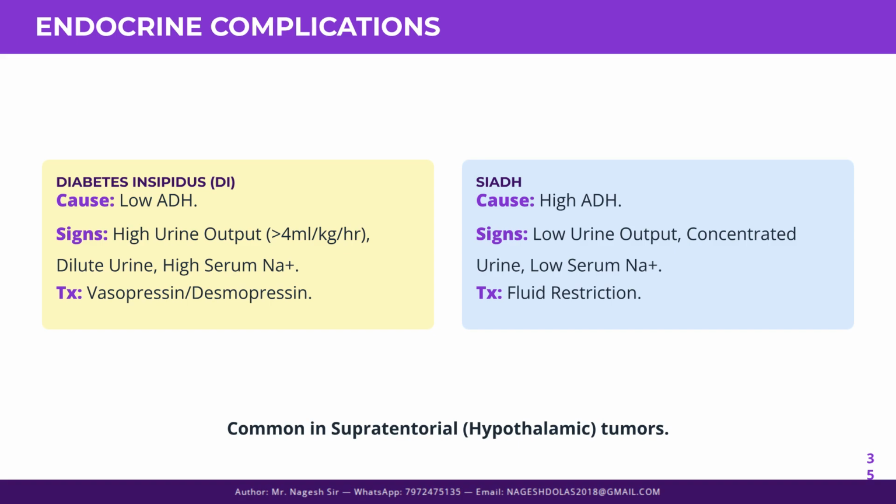Diabetes insipidus, caused by low ADH, presents with high urine output, dilute urine, and high serum sodium, treated with vasopressin. SIADH, caused by high ADH, presents with low urine output, concentrated urine, and low serum sodium, treated with fluid restriction.